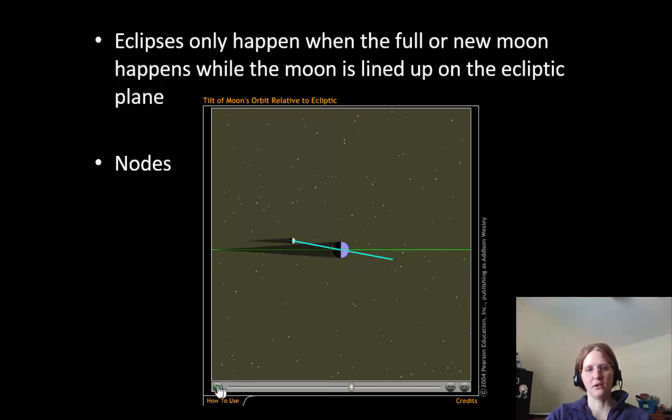And if you end up here, you get full moon. Right there's full moon. The moon is directly behind the Earth, but a little bit above the ecliptic plane. So the Earth's shadow misses the moon. The moon's a little bit too high. So you end up with a regular full moon, not an eclipse.